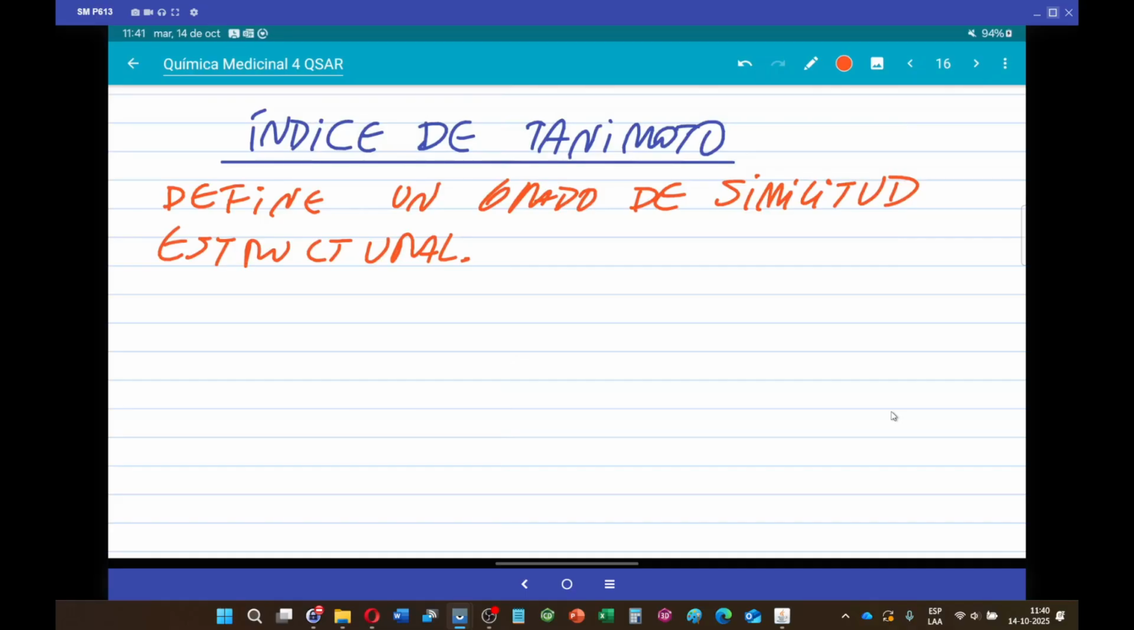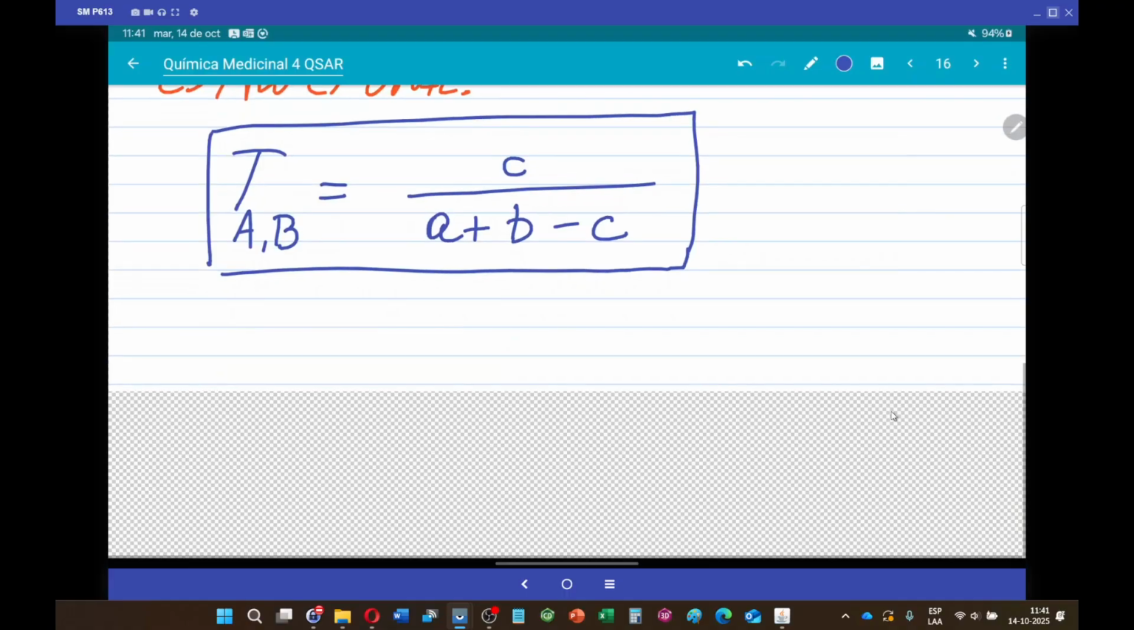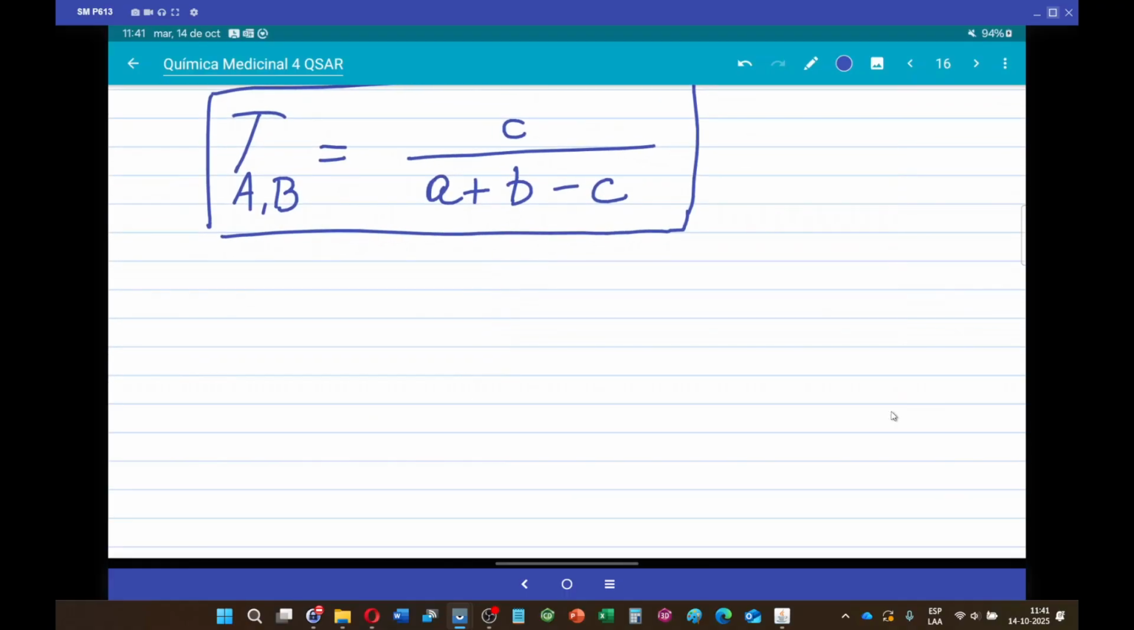Chemical intuition is very important in all this topic, but quantitatively we need a number, and here the answer is the Tanimoto index, defined as follows. The Tanimoto index T equals c divided by a plus b minus c. That is the formula. Now I am going to explain what this consists of, for comparing a molecule A with a molecule B, and I'm going to show you a free website where we are also going to calculate this.